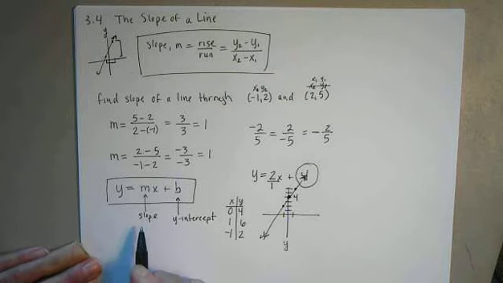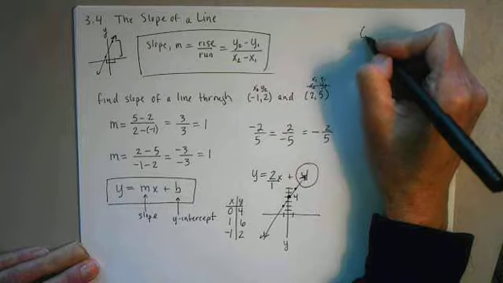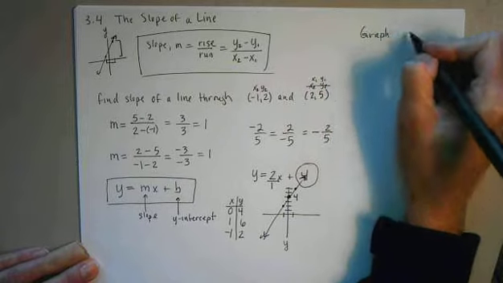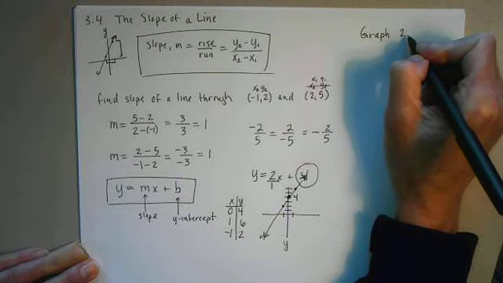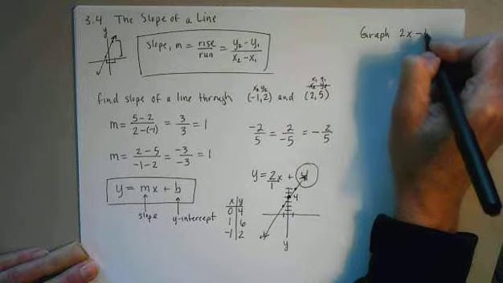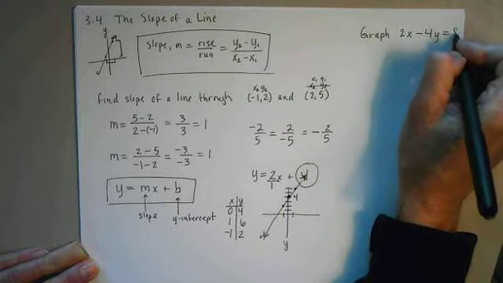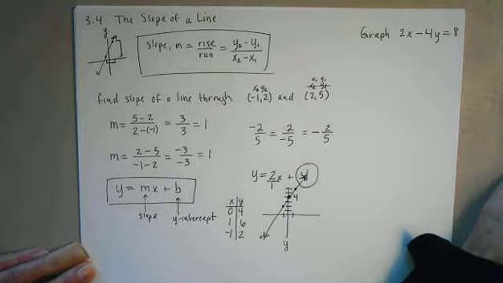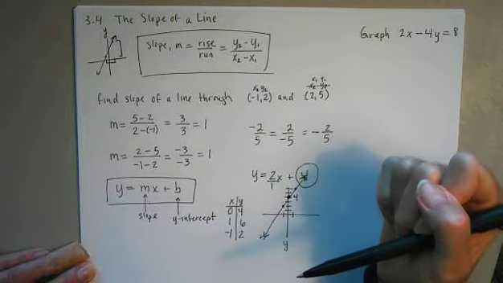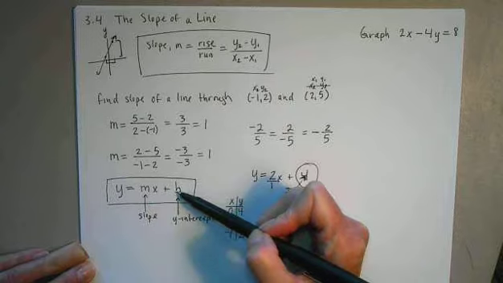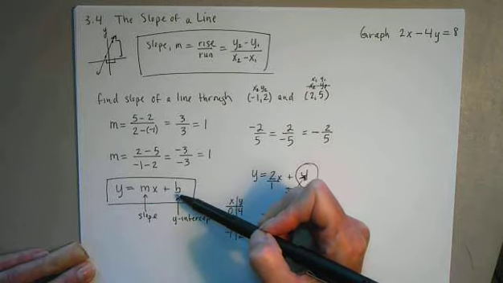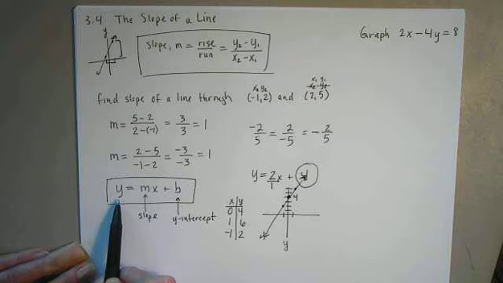So that's a really important equation, really good for graphing. So if I ask you to graph something like this, let's say I just said graph 2x minus 4y equals 8. Well, I could use my xy intercepts like we did in 3.3, or I could use my slope and my y-intercept. So let's try that. To do that, I have to isolate y. I have to begin by getting y alone.